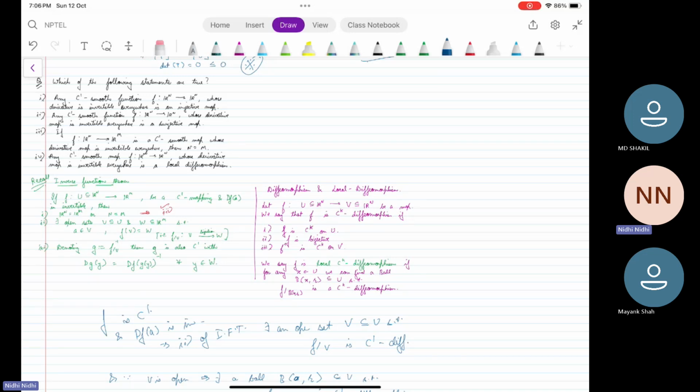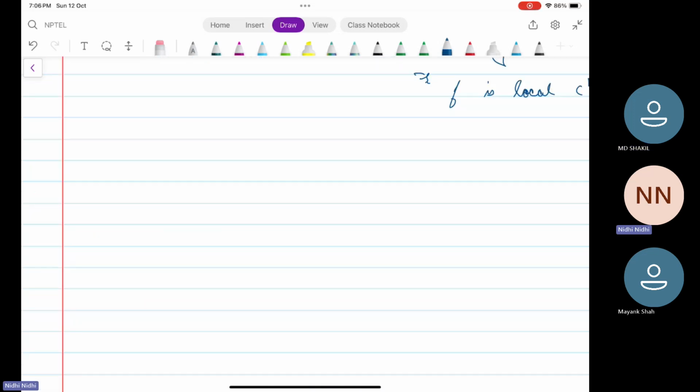So can you look for some example? Try to find an example. Let's start with a real valued function.